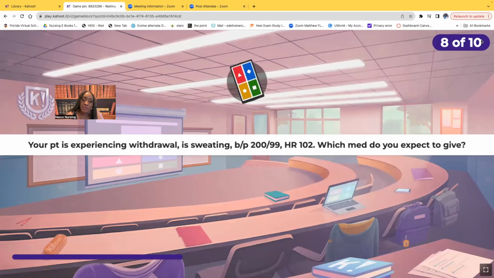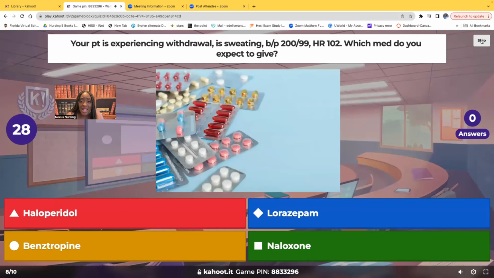Your patient is experiencing alcohol withdrawal. They're diaphoretic, blood pressure is high at 200 over 99, heart rate's 102. What medication would you expect to give this patient? Would it be Haldol? Would it be lorazepam? Would it be benztropine? Or would it be naloxone?